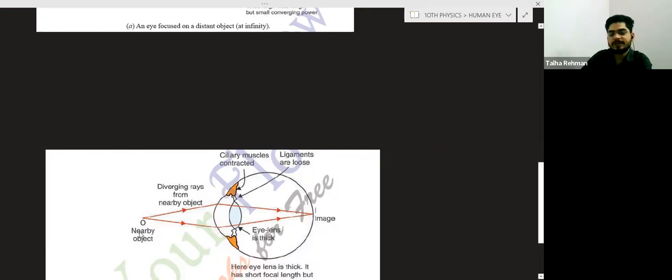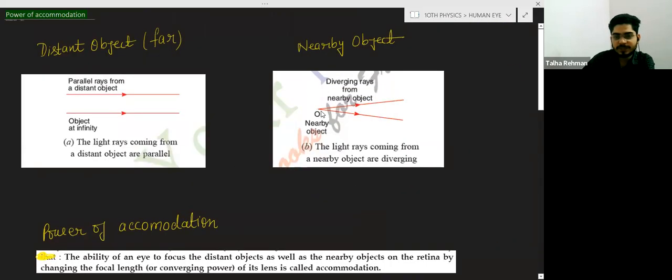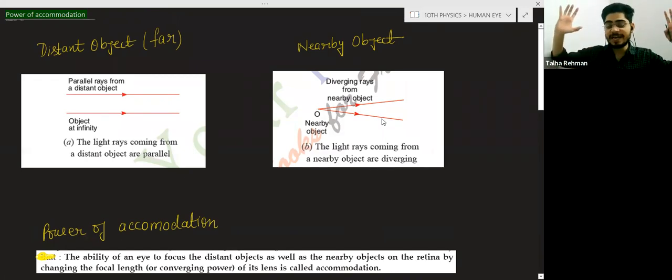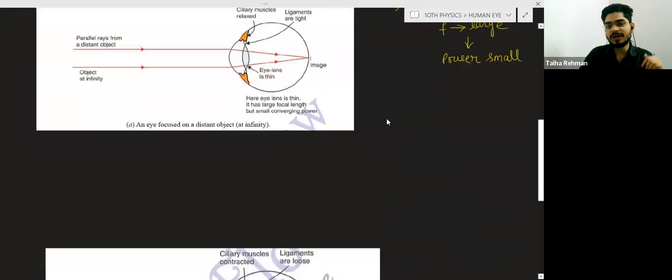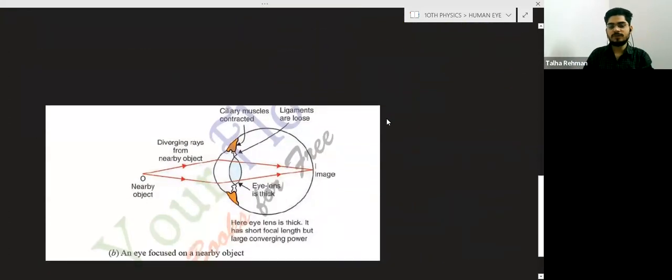Here is an object and this object is nearby, like this pen. For me, this pen is a nearby object. So what happens? I have told you the nearby object gives the diverging rays, and for converging the diverging rays, power of the lens required will be more. Power of the lens required will be more means the focal length should be small. So focal length should be small.